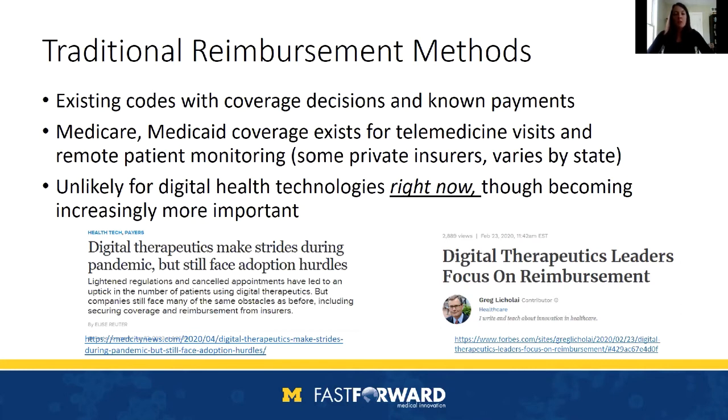There are some strides in the digital therapeutic arena in terms of transitioning from traditional therapeutic technologies to a digitally delivered therapeutic platform. This is still on the horizon and has not yet been really thoroughly seen in the marketplace up until this point.